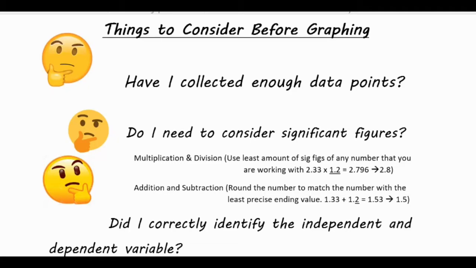So the independent variable is the variable that you are physically controlling and manipulating throughout the experiment. And the dependent variable is the variable that you are measuring to see if and how it responds to your independent variable. Now, once you've asked yourself all those questions and you've got everything all figured out, then you're ready to graph on Google Sheets.